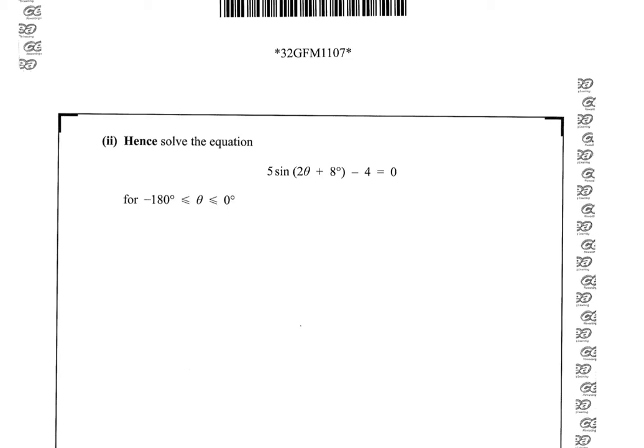Okay, the next question says, hence solve the equation. So it's almost the same thing: 5 sine 2 theta plus 8 minus 4 equals 0, which is on a slightly different range. So first thing we're going to do is write down the equation again: 5 sine 2 theta plus 8 minus 4 equals 0. And we're going to adjust our range. So instead of it being theta, it's 2 theta plus 8. So do that to the 0.